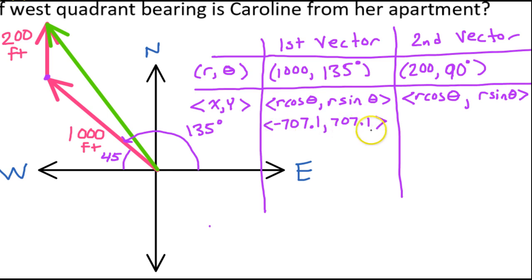Okay, so that's component form. Now for the second vector, this is going to be a lot easier because, look, the horizontal component will be 0. I don't actually need to do r cosine theta. I mean, I could, but I don't need to because it's a vertical vector. There is no horizontal component, so the horizontal component will be 0. The vertical component, I don't need to do r sine theta actually, because the vertical component is the full 200.